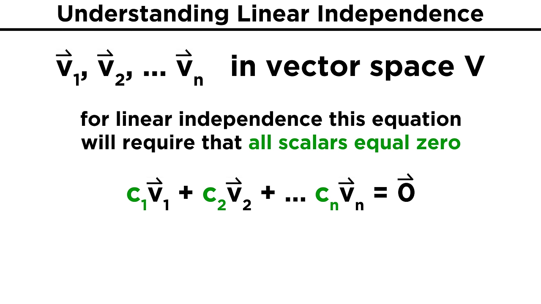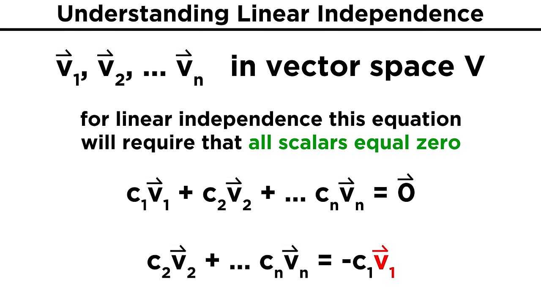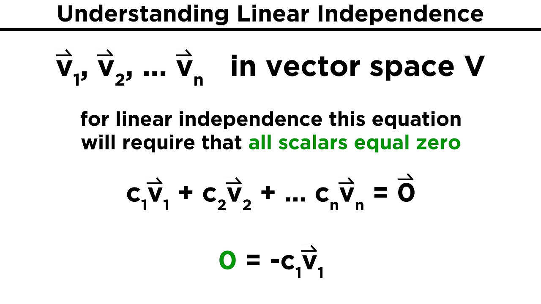Let's simply take this first element over to the other side of the equation. By doing this, we can see that the element could be expressed in terms of all the others, if any of the coefficients were non-zero. But if they are all zero, then the left side simplifies to zero, and for the equation to be satisfied, our last scalar must then also be zero. This is the requirement for linear independence.